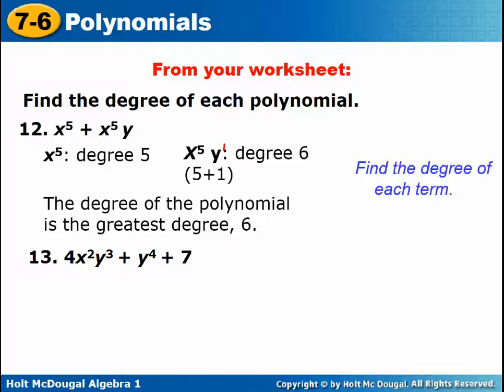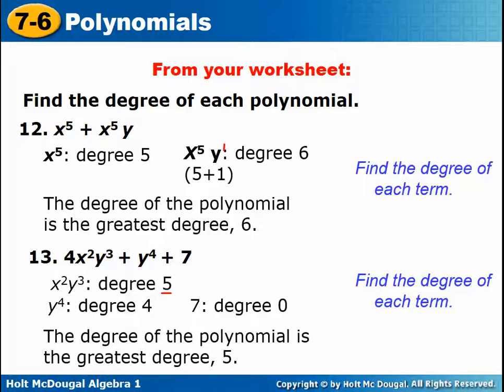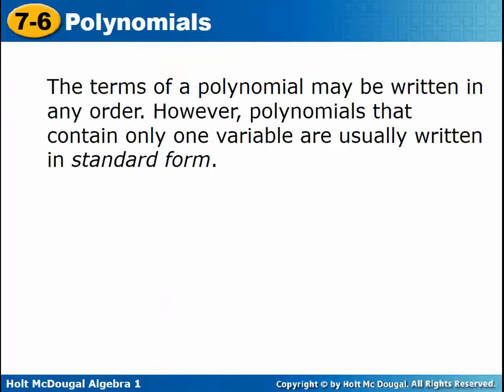In number 13, we have to find the degree of each term. The first term has a degree of 1, 2, 3, 4, 5. 2 plus 3 is 5. The second one has a degree of 4, and the third term has a degree of 0 because all constants have a degree of 0. The greatest of these is 5, so the degree of the polynomial is 5.